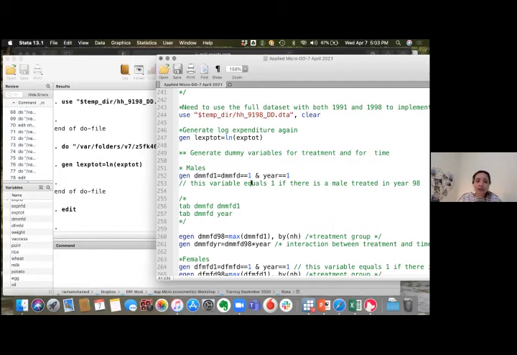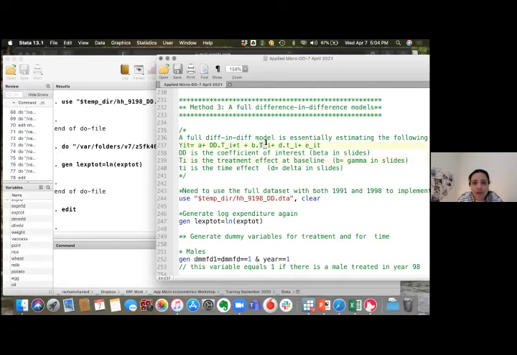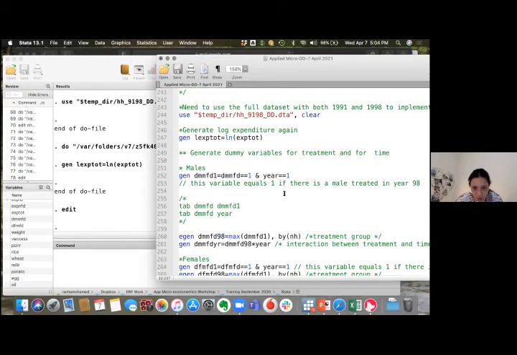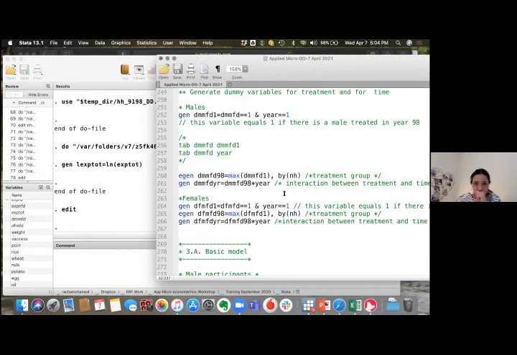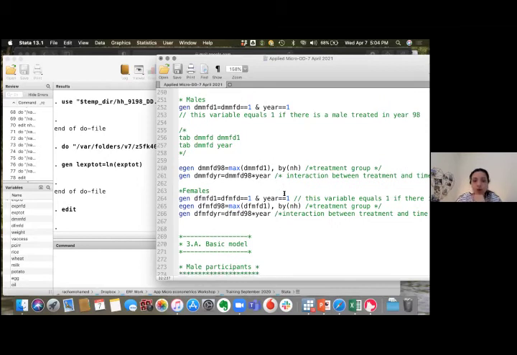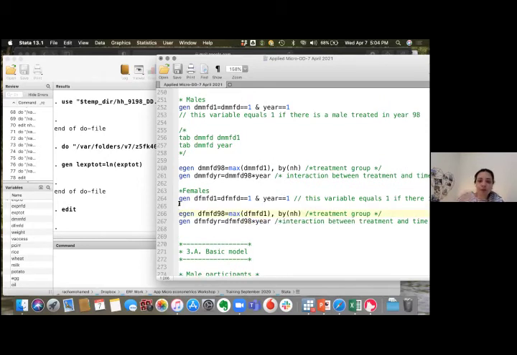Okay, now I wanted to create my variables that I will include in my model. Which variables do I want to include? I wanted to create TI, the treatment effect, which is equal to 0 for everyone in year 91, and equal to 1 in 98 for those who have a male or female participant. And I wanted to create the time dummy. Remember, we have 2 programs, one for male participants and one for female participants. Let me do it for female participants, so I can compare all the results together.